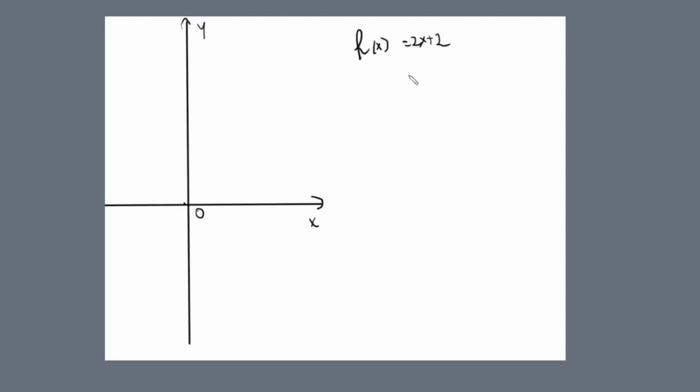So what we're going to do is basically have a random value, like f of 3, and we're going to calculate it. f of 3 is 6 plus 2, which means that f of 3 is 8. Which means that there is a point, I'm going to call it F, at the position 3, 8, that is part of the graph.